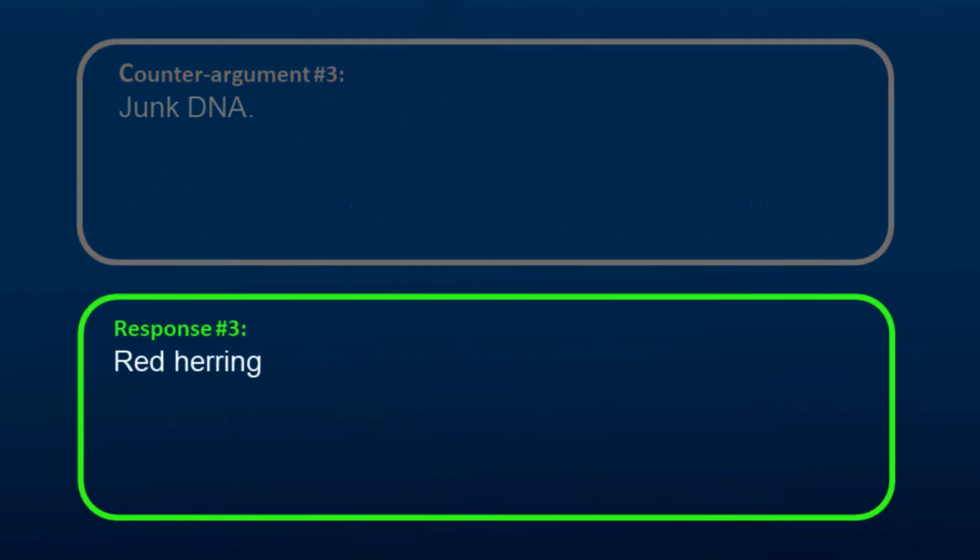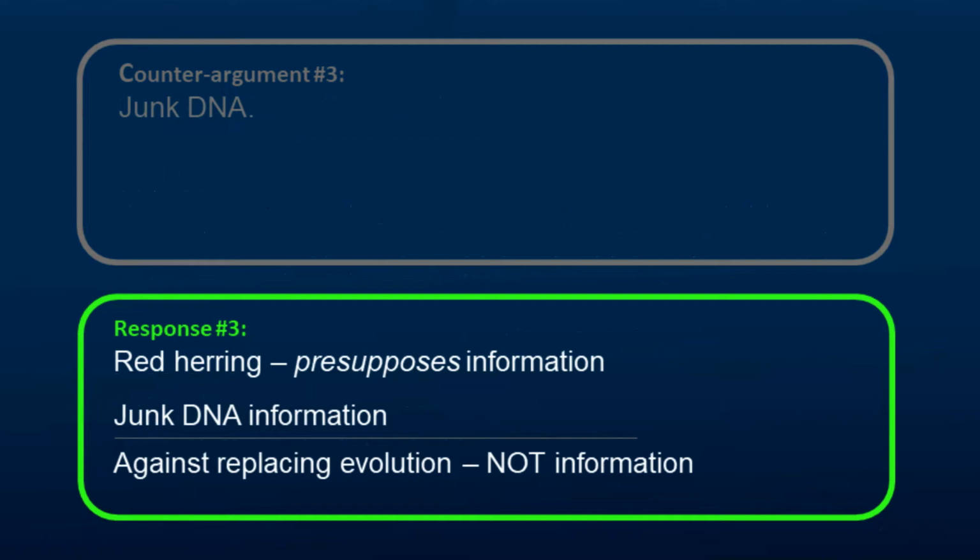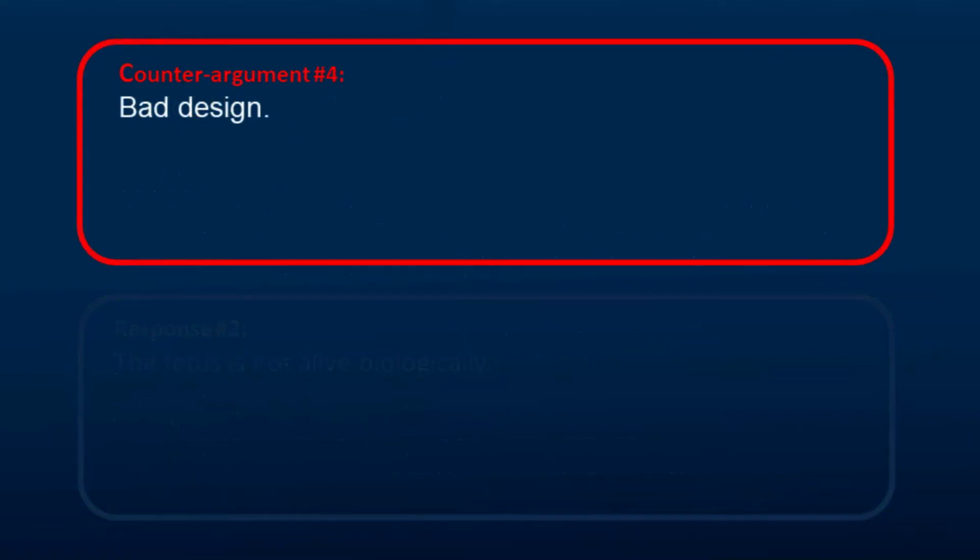Another counterargument is about the presence of junk DNA. This argument is a red herring in regards to the information in DNA, since it presupposes the presence of information. Junk DNA still carries information. The junk DNA argument is used against those who seek to replace the evolutionary mechanisms and not the information in DNA.